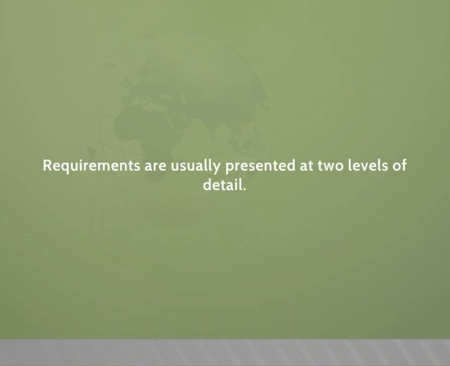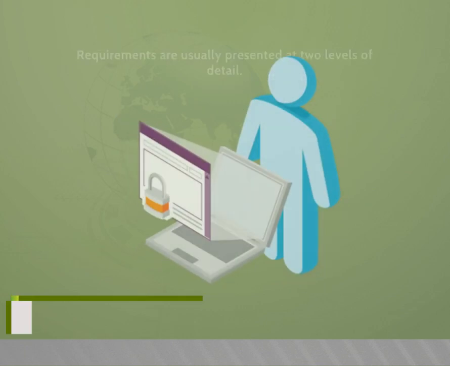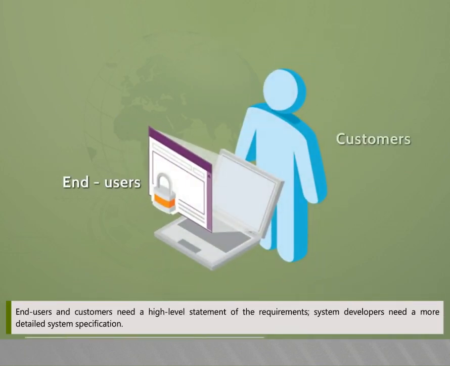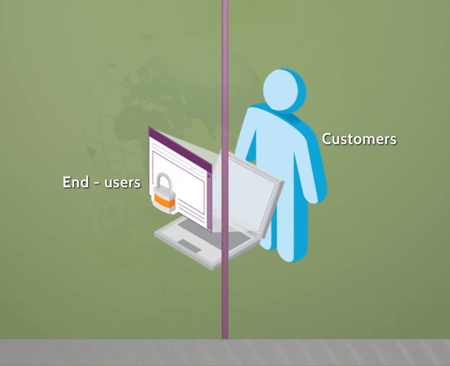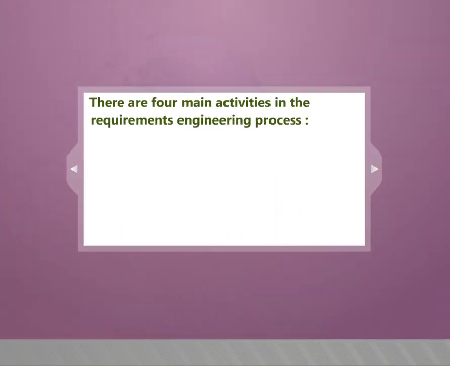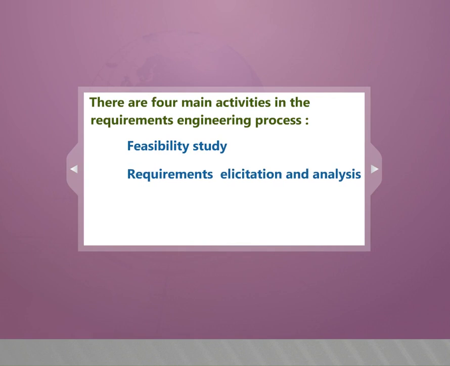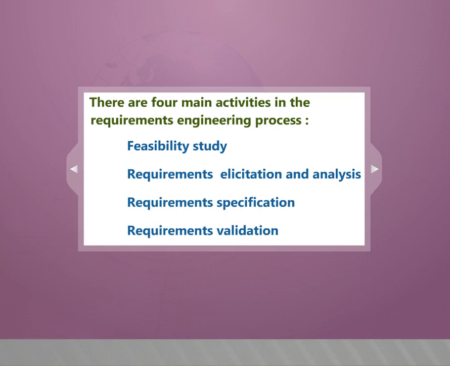Requirements are usually presented at two levels of detail. End users and customers need a high-level statement of the requirements. System developers need a more detailed system specification. There are four main activities in the requirements engineering process: feasibility study, requirements elicitation and analysis, requirements specification, and requirements validation.